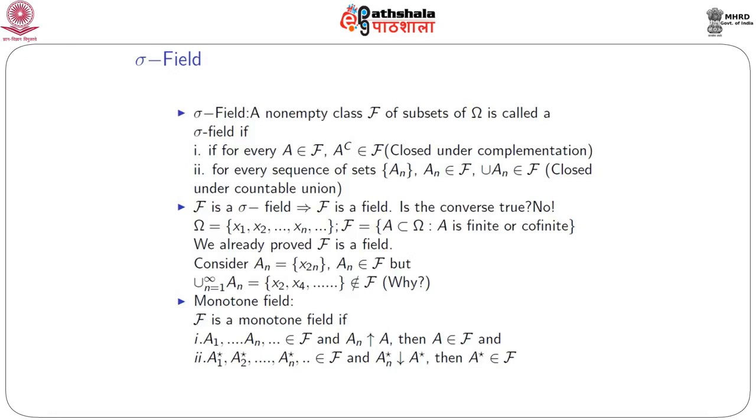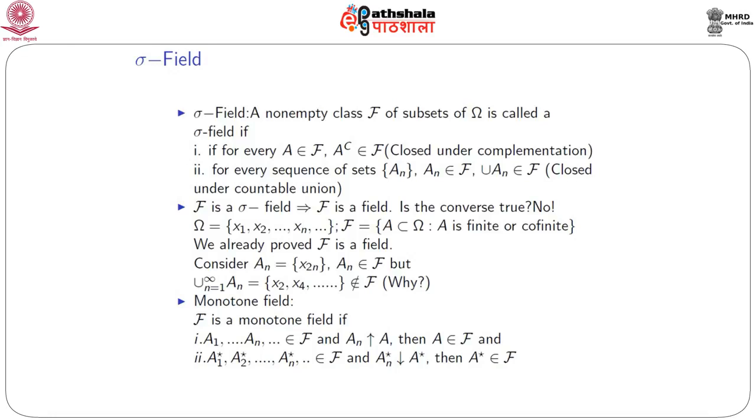That means A n is a sequence of those elements. So if we put n equals 1, A1 is x2, A2 is x4, A3 is x6. So I am taking only the even elements. A n is a singleton set, and A n belongs to script F. We do not have any problem understanding that. But whenever we take the union over n from 1 to infinity of A n, that means we are taking the elements x2, x4, x6 and so on. This does not belong to script F.